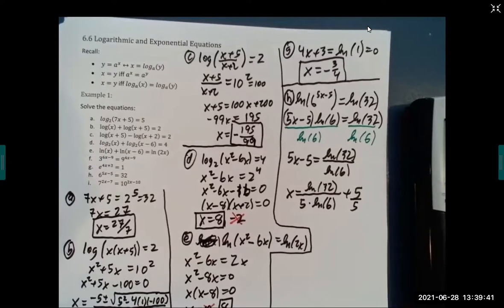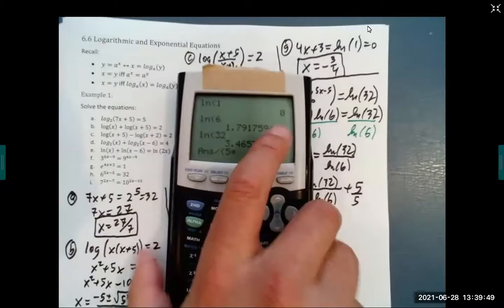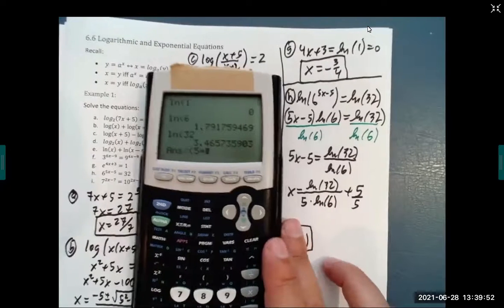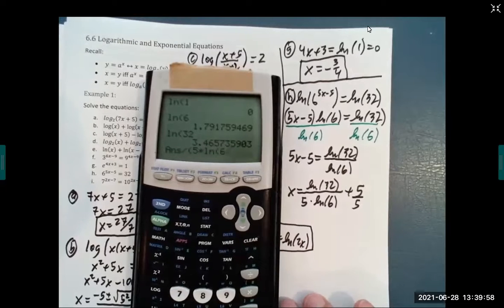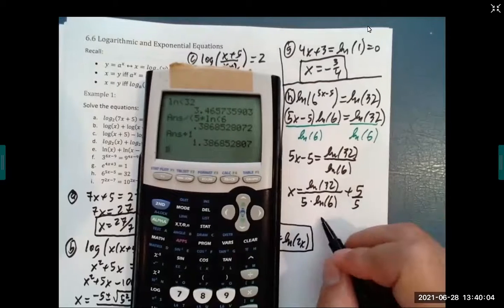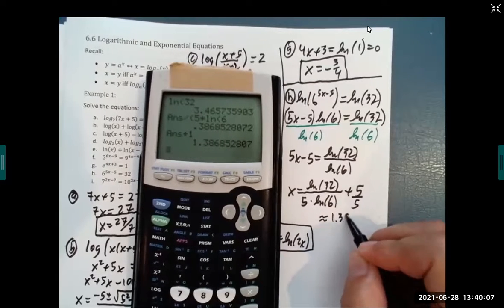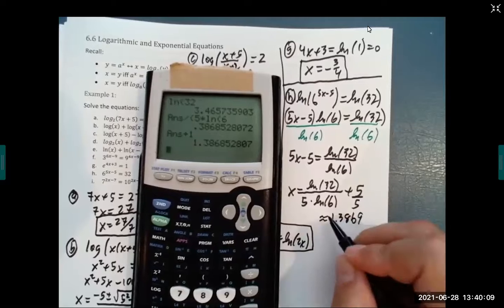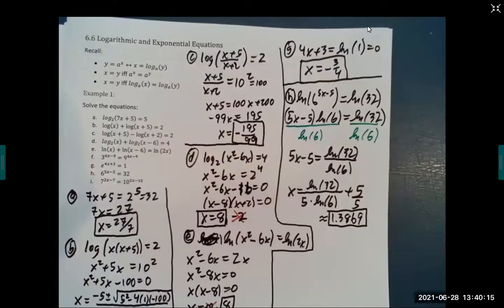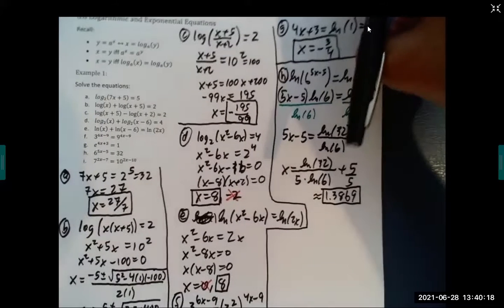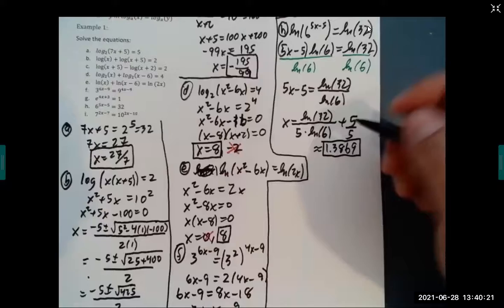So let's get a decimal approximation. ln of 32 divided by, and I'm being careful, using parentheses, 5 times ln of 6, and then plus 1. All right, so this is about 1.3869. Now it'll depend on the problem. If it says to round it to so many places, then you'll have to round it. Otherwise, we could just leave it as a 1.